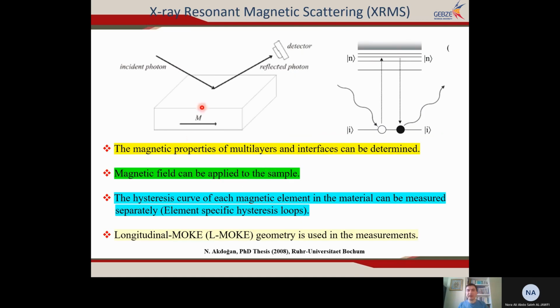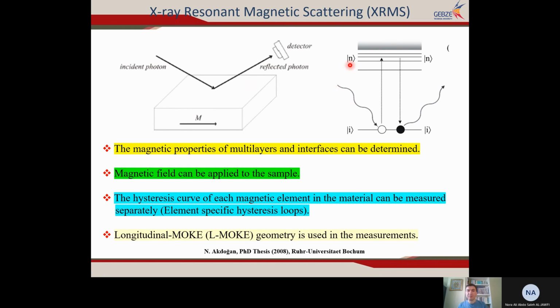How it looks: here we have a magnetic material. It has a certain magnetization in the film plane, and this is the incident photon, the X-ray beam, coming to the surface at a certain theta angle, and it is reflected at a certain 2 theta detector angle. This is the detector waiting here. Actually, we are investigating the photons produced by the material. Remember the absorption mechanisms: fluorescence X-rays, photoelectrons, and Auger electrons.